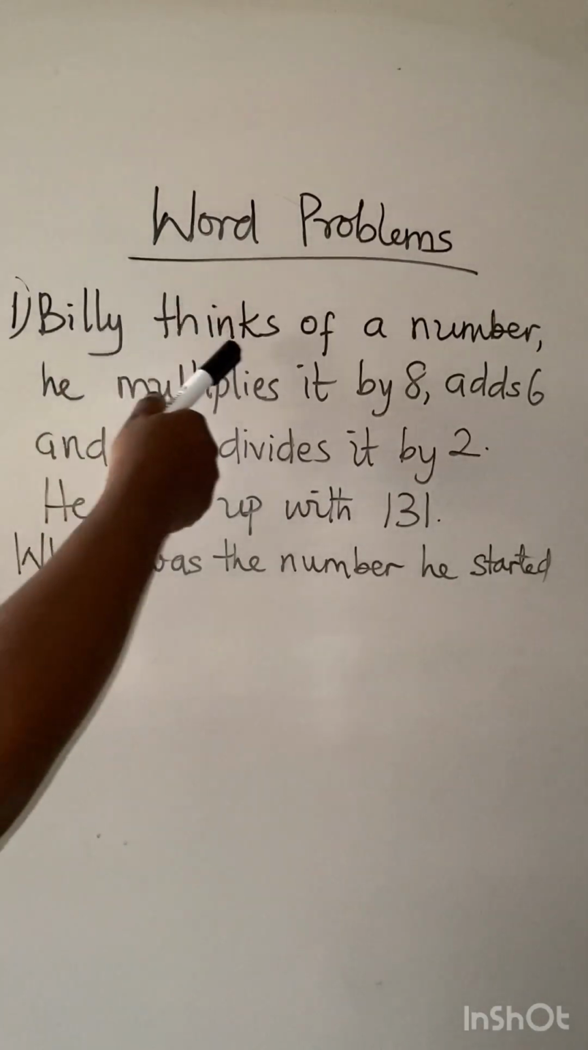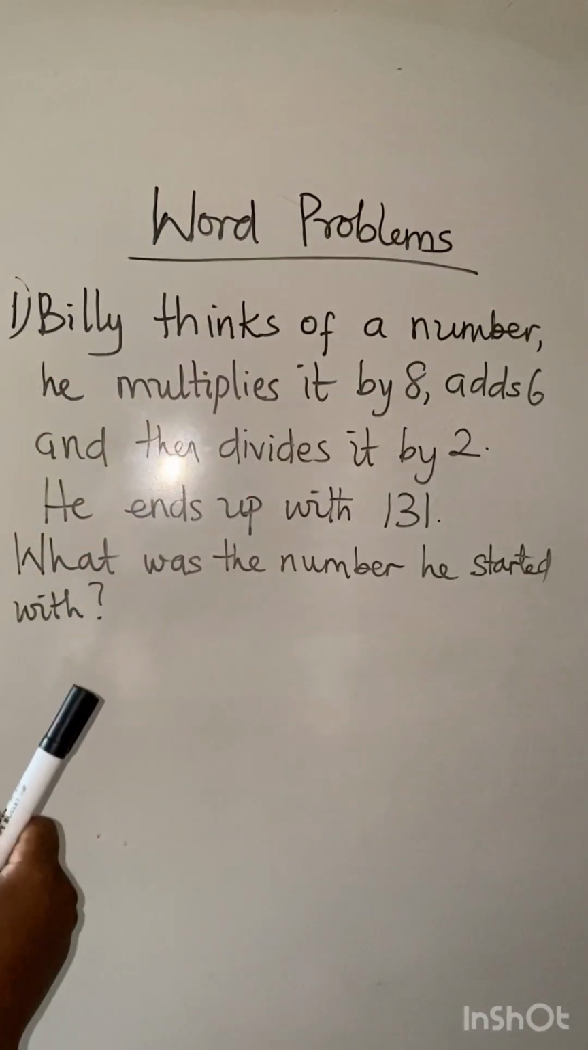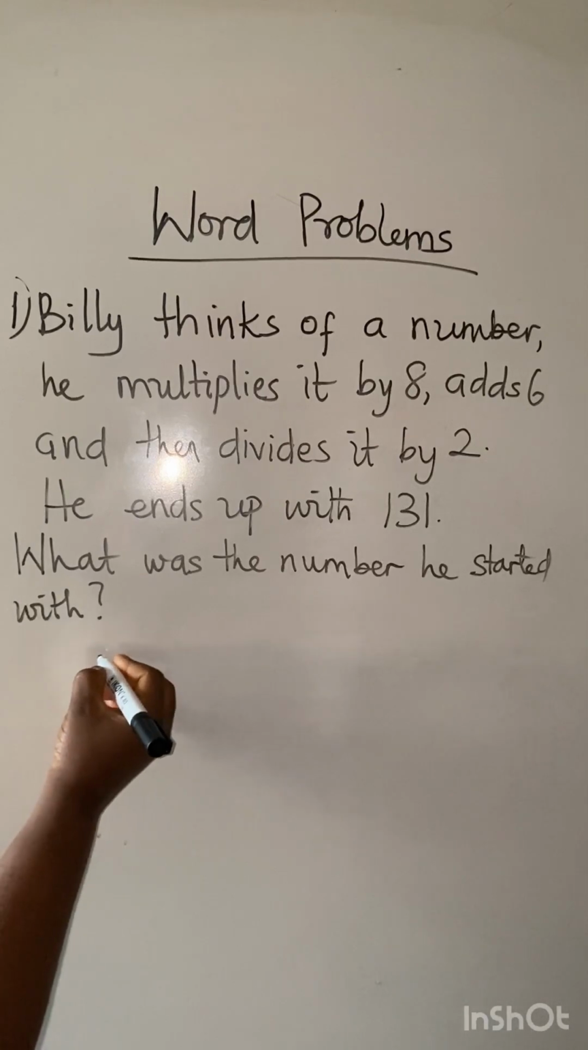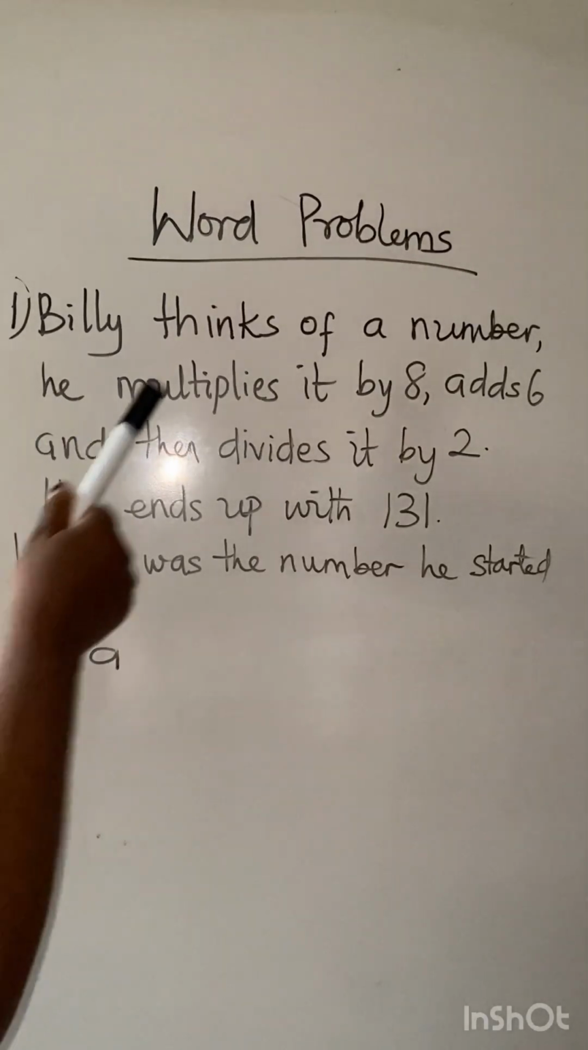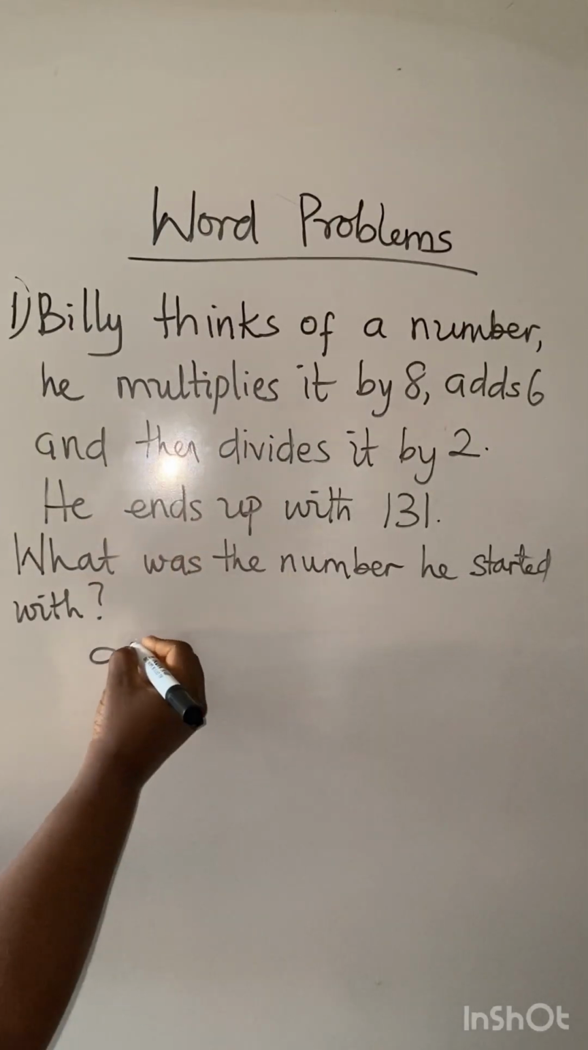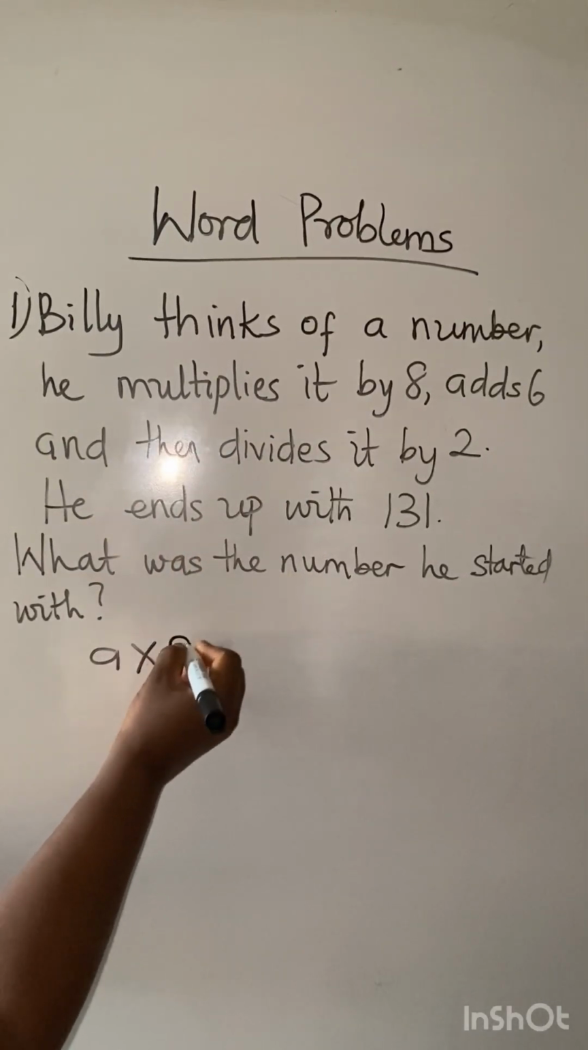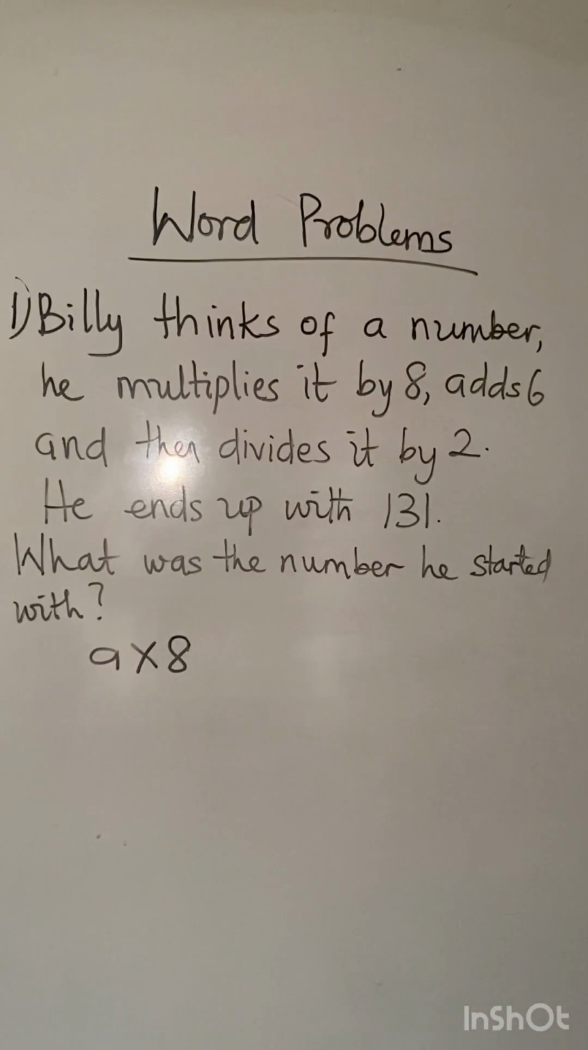Now, Billy thinks of a number. I'm going to call the number A. Okay, he multiplies it by 8. I'm going to multiply it by 8. You'll notice I am not reading it straight up to the end before analyzing. Now I read and then I analyze.